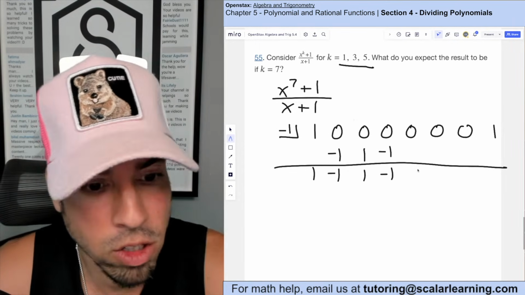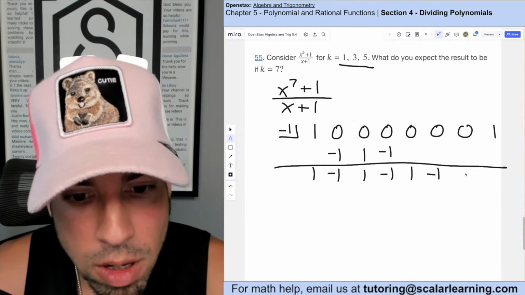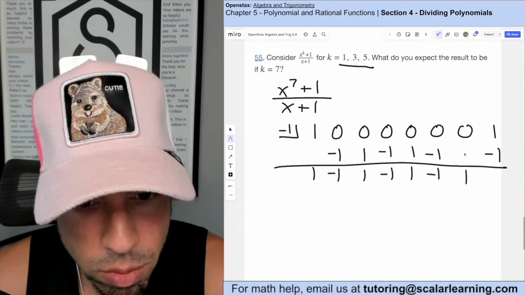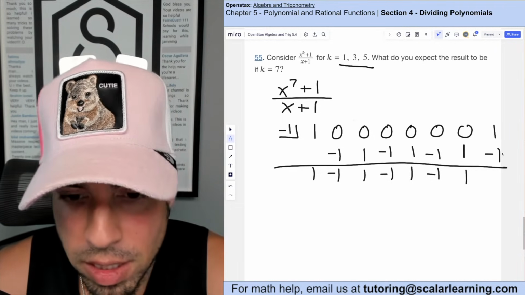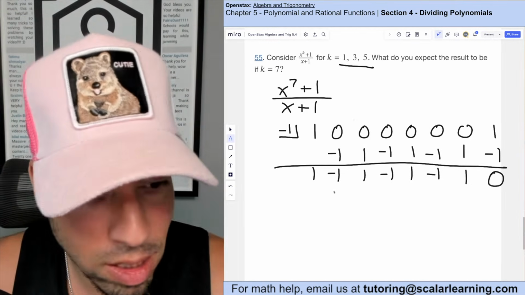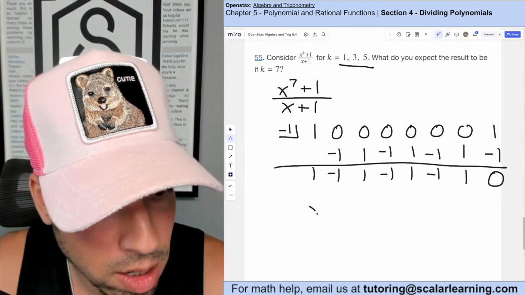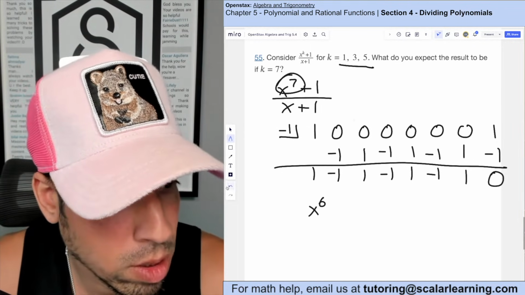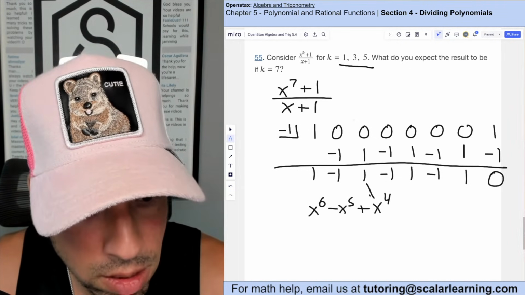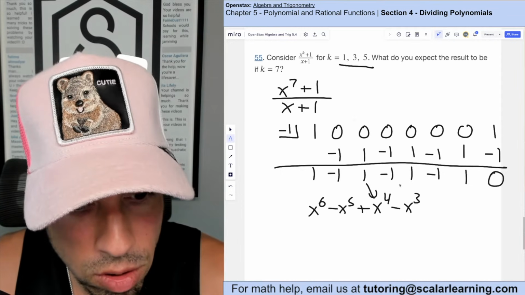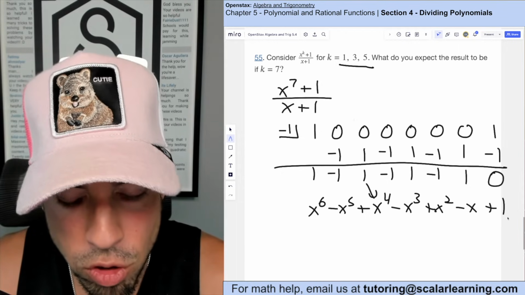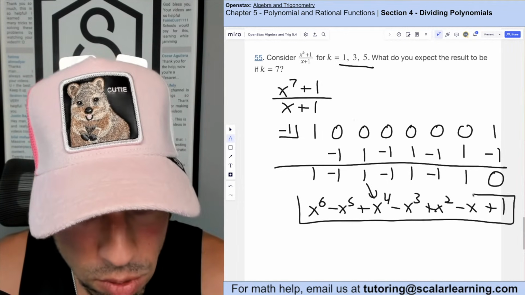So you can kind of see this pattern here. It's going to go back and forth. Let's fill all this in. So this would be 1, this would be -1, this would be 1, and then now we get -1 plus 1, which is, excuse me, a remainder of 0. So then now we can see that the result following this pattern is 1x to the 6th. We start one level below x to the 7th, minus x to the 5th, plus x to the 4th, minus x to the 3rd, plus x squared, minus x plus 1, and there's no remainder. So this is the result.